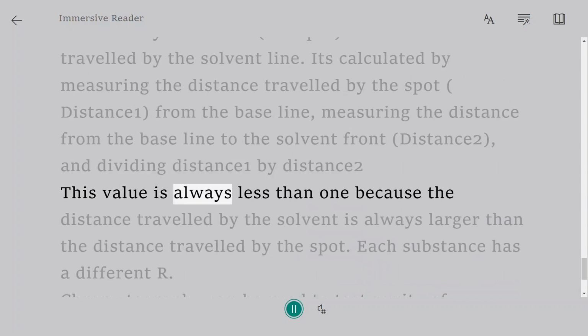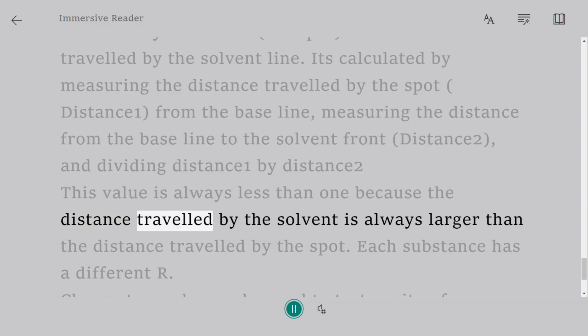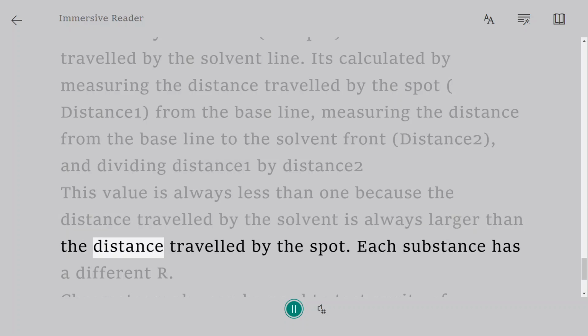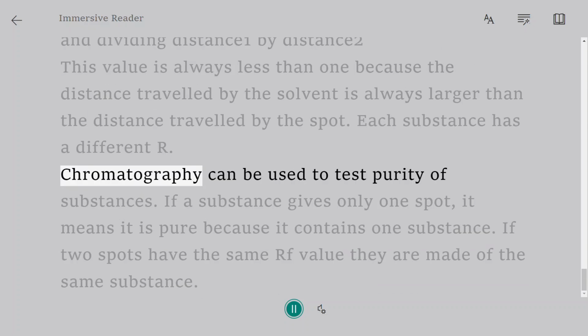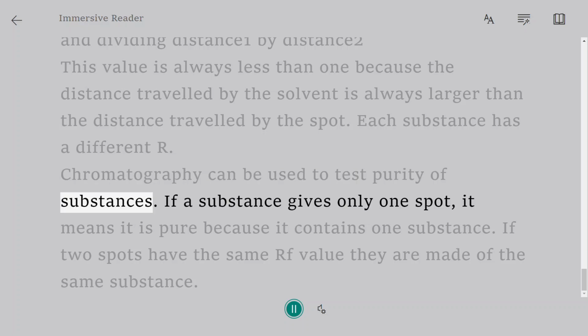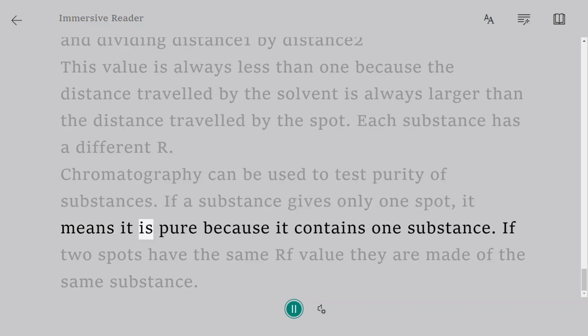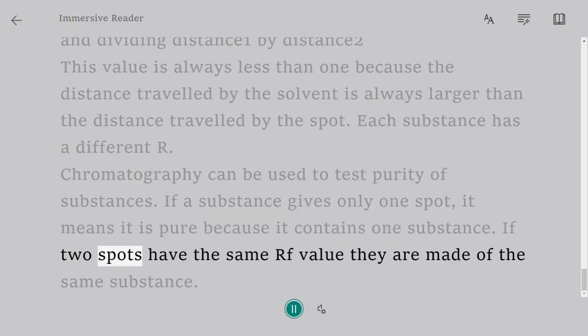This value is always less than 1 because the distance traveled by the solvent is always larger than the distance traveled by the spot. Each substance has a different Rf. Chromatography can be used to test purity of substances. If a substance gives only one spot, it means it is pure because it contains one substance. If two spots have the same Rf value, they are made of the same substance.